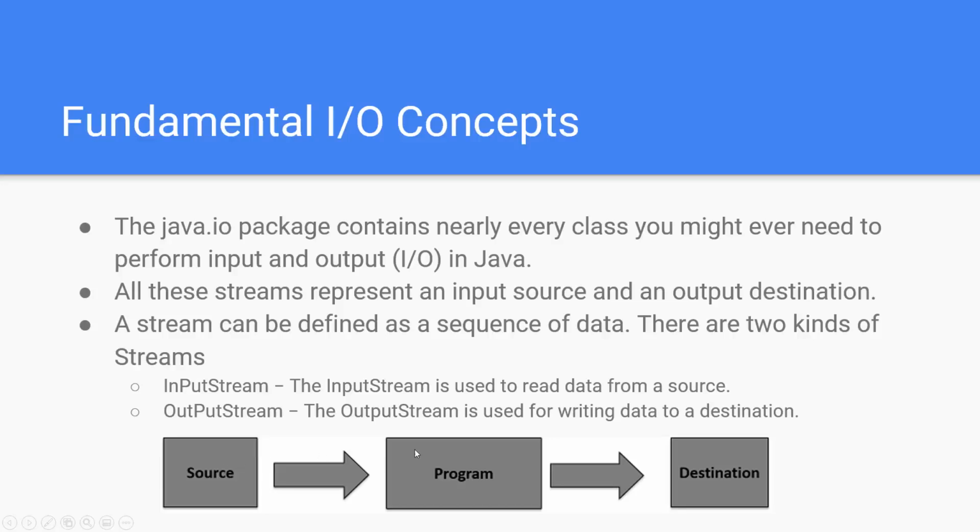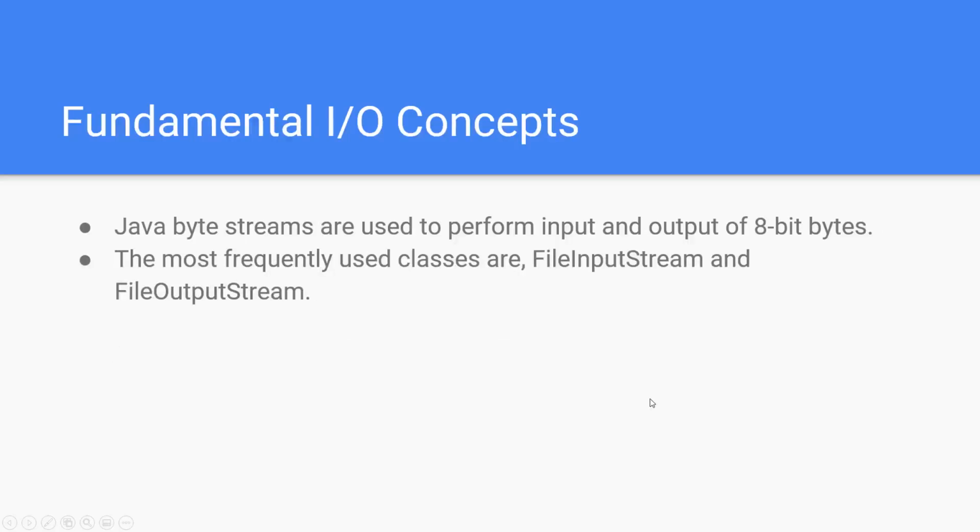And we can see here again the source, the program, and the destination. So if this is the keyboard, we have the program which is taking the data from the source, and then it's processing that data from the keyboard and then either outputting it or using it in some kind of calculation, eventually outputting it in most cases. Java byte streams are used to perform the output of 8-bit bytes. So again, this is a specialized type of functionality.